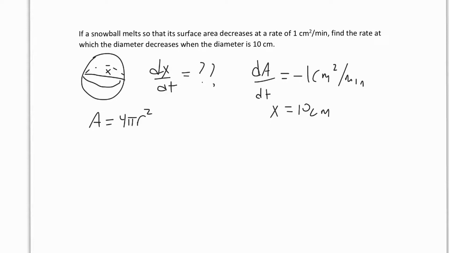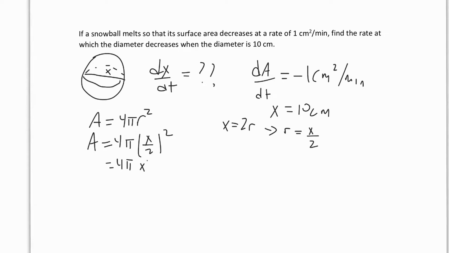If I know that the diameter, x, is equal to 2 times the radius, well then the radius must be equal to x over 2. So another formula that you might not have heard of before is that the area is equal to 4 pi times diameter over 2 squared. Well, we can expand that out. X squared over 4, which will just give you area is equal to pi x squared. So the surface area of a sphere is pi x squared, where x is the diameter. Kind of a neat formula.